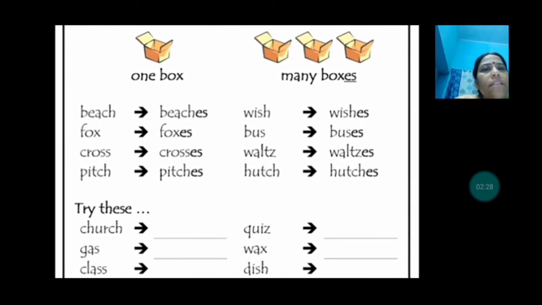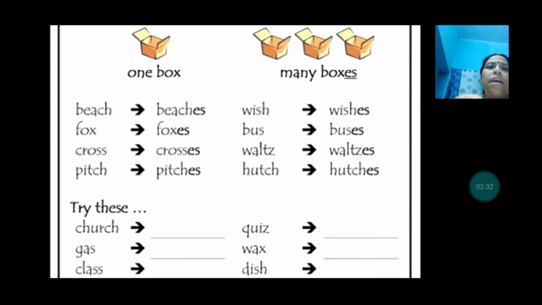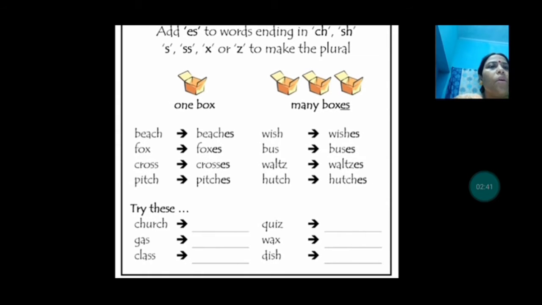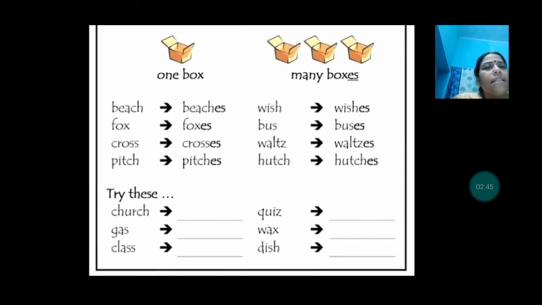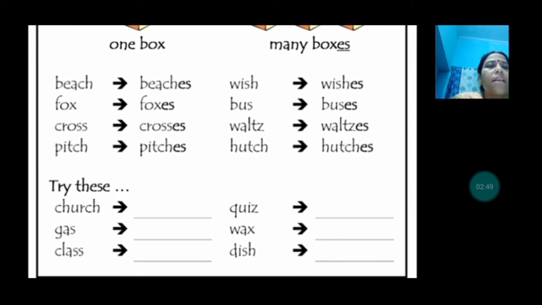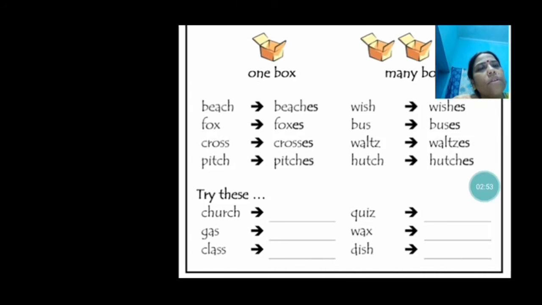So what we have seen in these words is that they end with ch, sh, x, double s, z or s. Church, how will you do it? Churches. Gas, gases. Class, classes. Quiz, quizzes. Wax, waxes. Dish, dishes. So add es and form the plurals of these words.